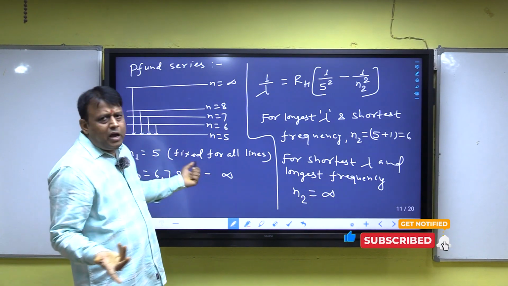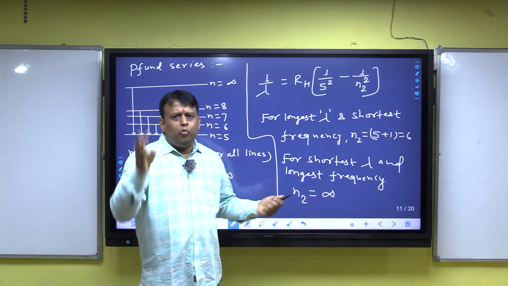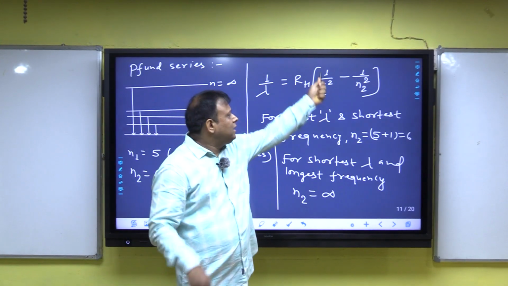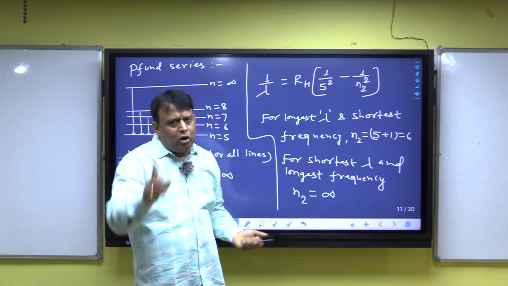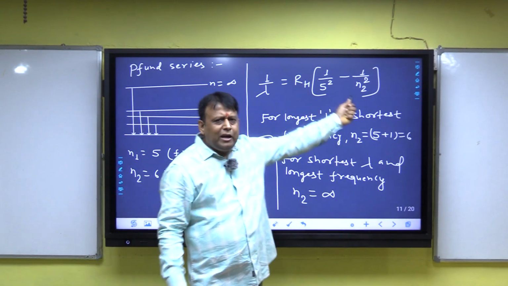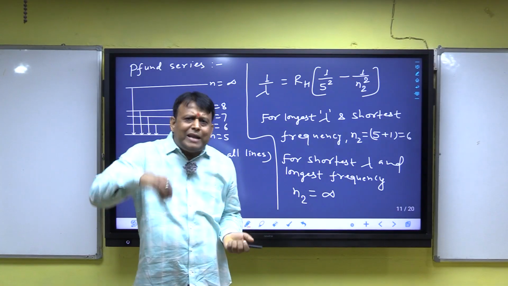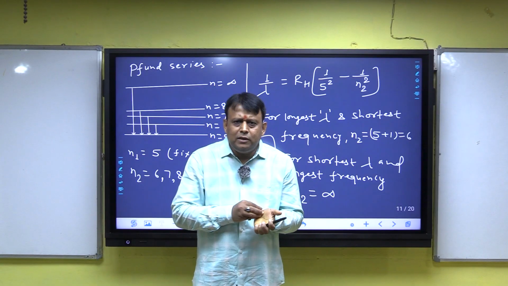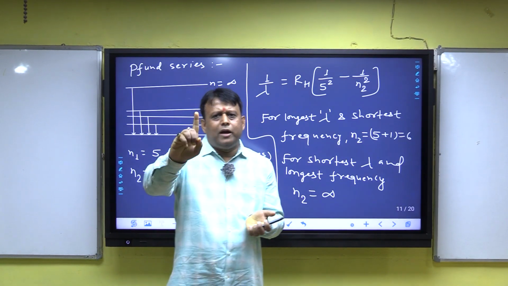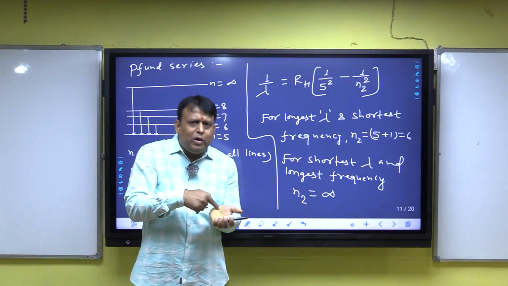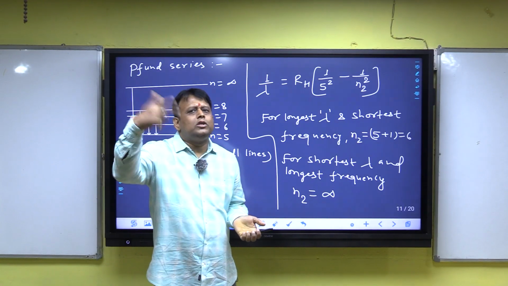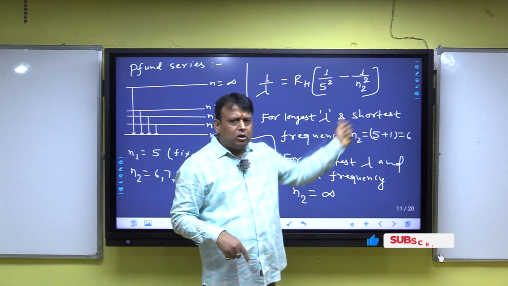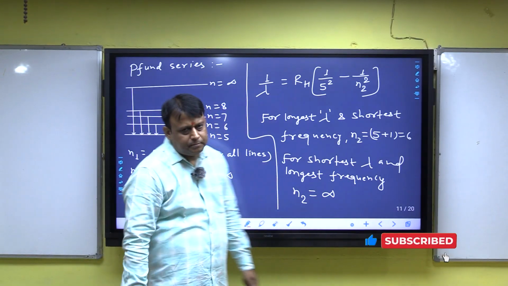Clear? And by using the Rydberg equation, we can calculate wavelength, wave number, and frequency: 1 by lambda equals RH. For the Pfund series, 1 by n1 square, 5 square, because for Pfund n1 is always fixed, and n2 depends upon the question. Many times I have discussed that for highest frequency and shortest lambda, n2 is always infinite. For highest wavelength and shortest frequency, n2 is equal to n1 plus 1. That means for Pfund, for longest lambda and shortest frequency, 5 plus 1 is equal to 6.